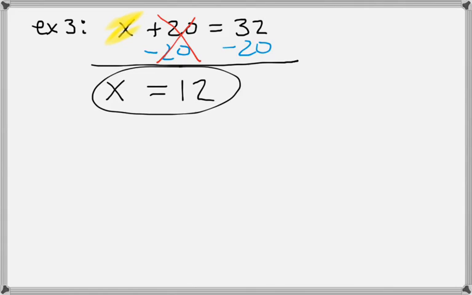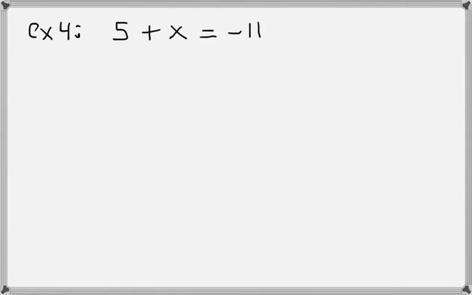Let's look at a fourth example. Here we have a 5 plus x is equal to negative 11. What variable are we trying to isolate? We're trying to isolate that x. What is preventing him from being by himself? That 5. How do we undo a positive 5? We need to subtract 5. If we subtract 5 from one side of the equation, we have to subtract 5 from the other side as well.